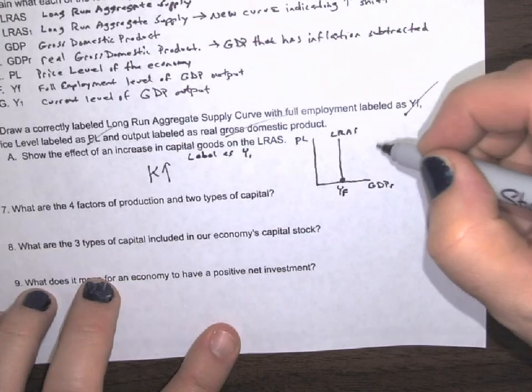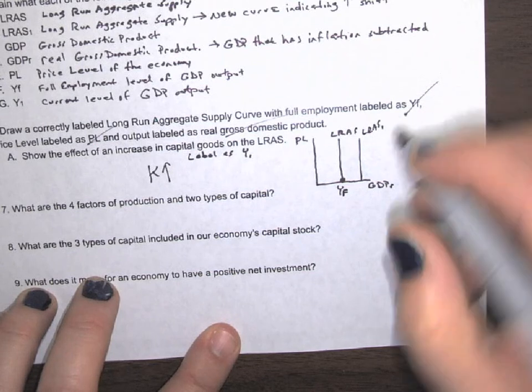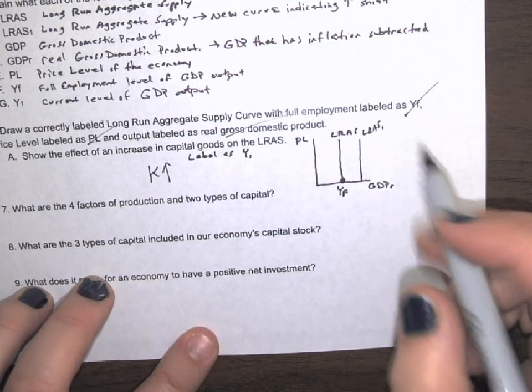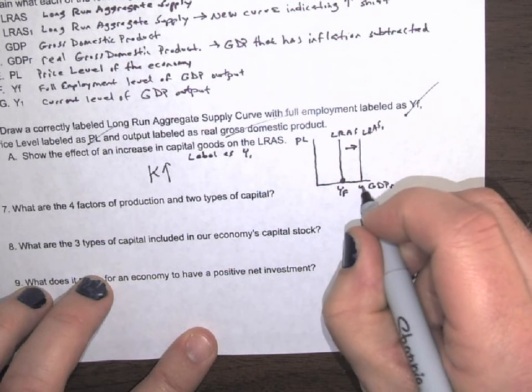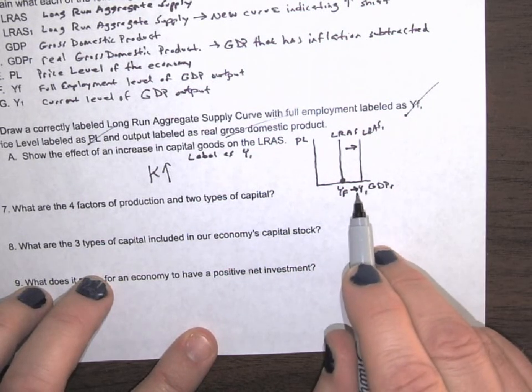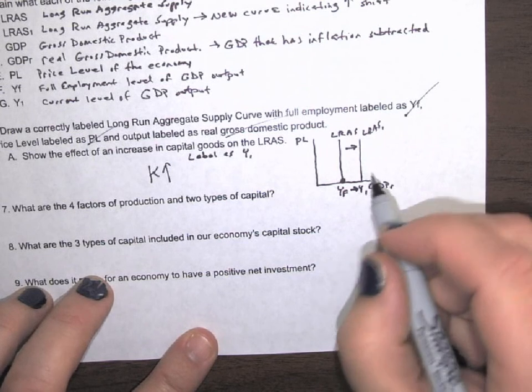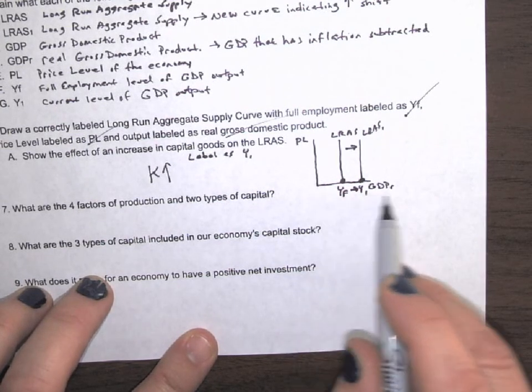Okay? So in here, I'm going to show my new curve, long run aggregate supply 1. I'm going to show a rightward shift, which is an increase. I'm going to label my new long run supply curve as Y1, and I'm going to include my rightward shift right here. So this level of GDP, remember it starts at 0 right here and increases to the right.